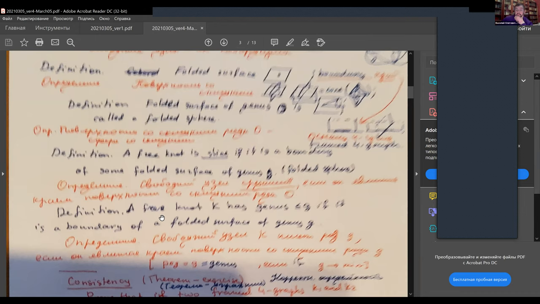So my papers in сборник mathematics, so you can read just they are in Russian. So there is no problem.